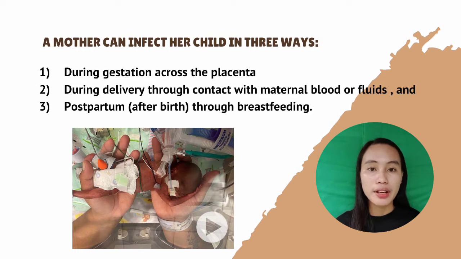A mother can infect her child in 3 ways. Number 1, during gestation, across the placenta. Number 2, during delivery, through contact with maternal blood or fluids. And number 3, postpartum, after birth, through breastfeeding. Studies show that increased stress during pregnancy leads to premature birth and reduced birth weight. Other studies have shown that increased stress during pregnancy is related to ADHD, even schizophrenia later in life.